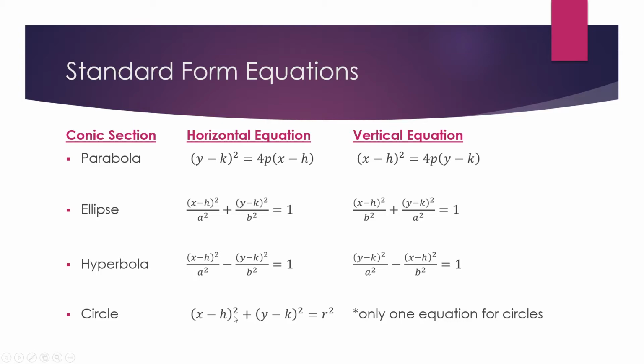The quantity x minus h squared plus the quantity y minus k squared is equal to r squared, where h comma k would represent the center and r would represent the radius. You did see this back in your geometry days. Because a circle is going to be the same horizontally and vertically, there's really only one equation for circles.